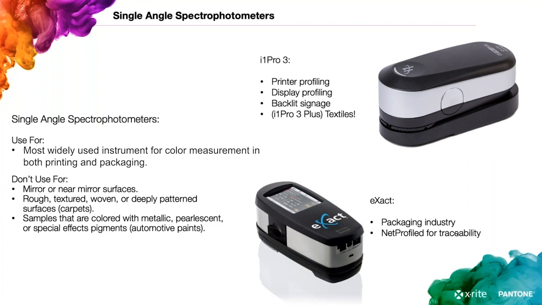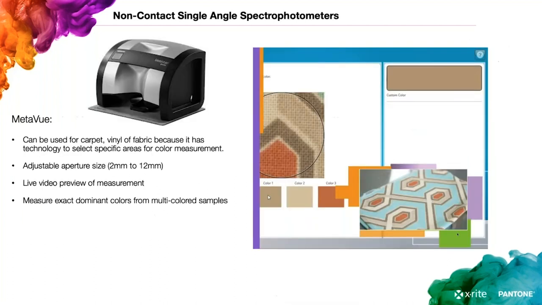I wanted to call out a non-contact single angle spectrophotometer that we have called MetaView. Although we typically say you can't measure textiles and carpets with our traditional 45-0 devices, the MetaView can be used for carpet, vinyl, or fabric because it has technology to select specific areas for color measurement. It has an adjustable aperture size from 2 to 12 millimeters. If you look at the example on the right here, you can see the circle. You can make the circle larger or smaller depending on what color you would like to measure.